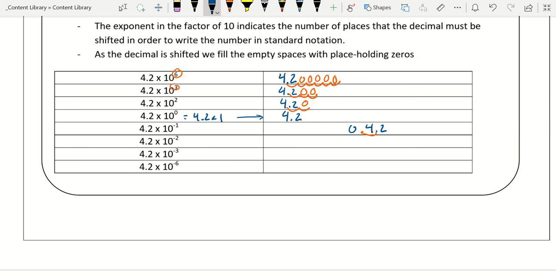And now for the next one, 4.2. Let's write our 4.2 again, and let's move the decimal over twice. So we're going to the left once and twice, which gives us 0.042.